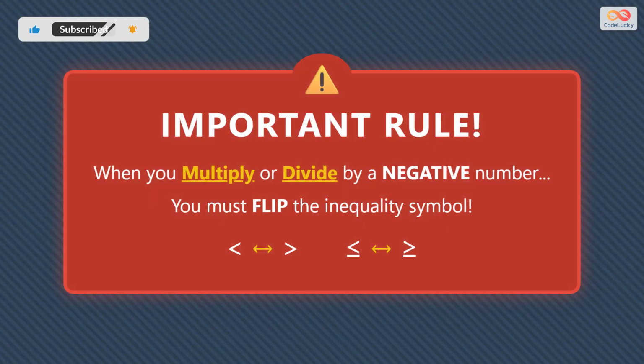Now, pay close attention. This is the most critical rule in inequalities. If you multiply or divide by a negative number, you must flip the inequality symbol. A less than becomes a greater than, and a less than or equal to becomes a greater than or equal to. If you miss this step, your answer will be backwards.